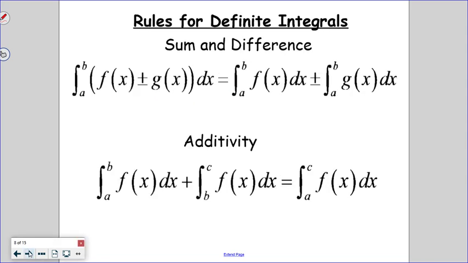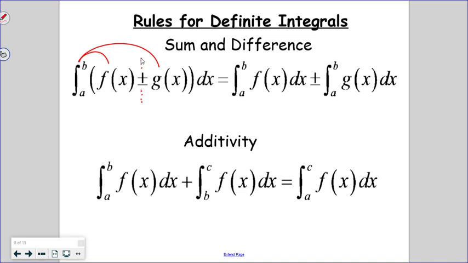Okay, next rule, the sum and difference of functions and integrals. If inside of my integral I have f of x plus g of x or f of x minus g of x, I can split right there at that plus or minus and do the integral of each of those functions individually. The integral from a to b of f of x, whatever sign had been between them, plus or minus, the integral of a to b of g of x.